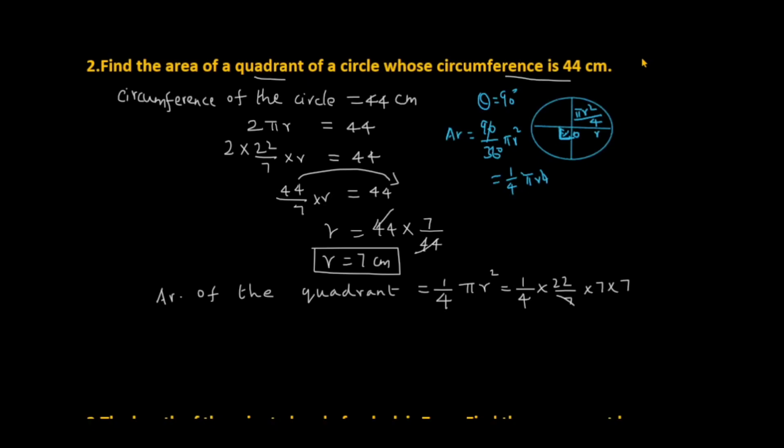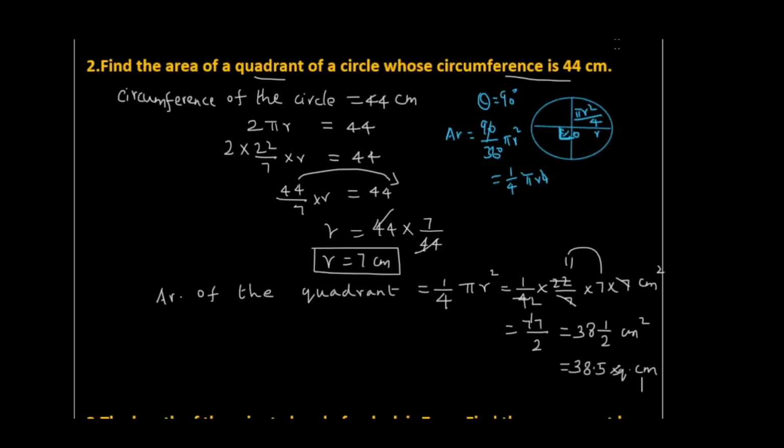As I told you, don't write 7 squared, write twice. Then cancel it easily. 1 7 cancelled. Now 2 table 11 times 2 times. Now 11 into 7, 77 by 2. When we are dividing 77 by 2, 3 times 6 remaining 1, 8 times 16 remaining 1, 1 by 2 centimeter squared, or else we can write 38.5 square centimeter is the area of the quadrant.